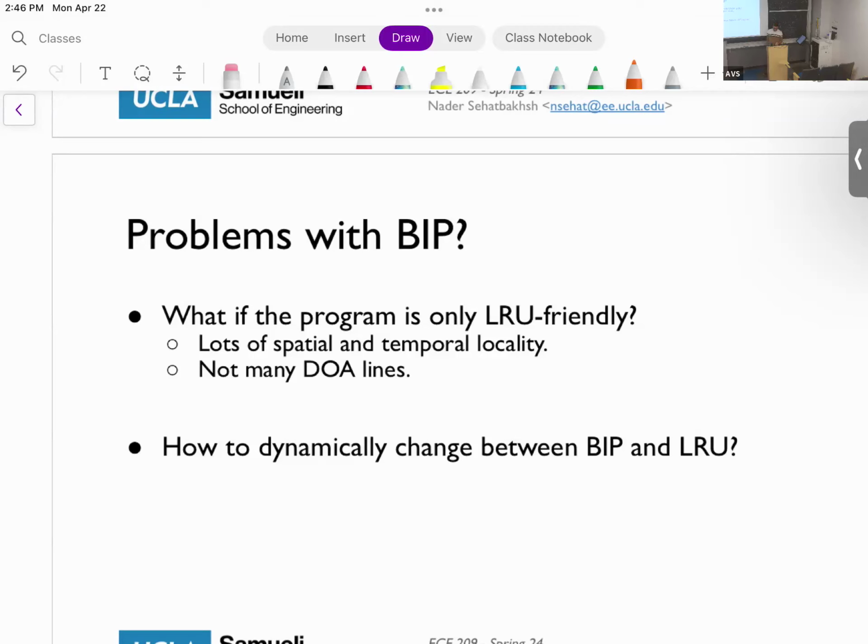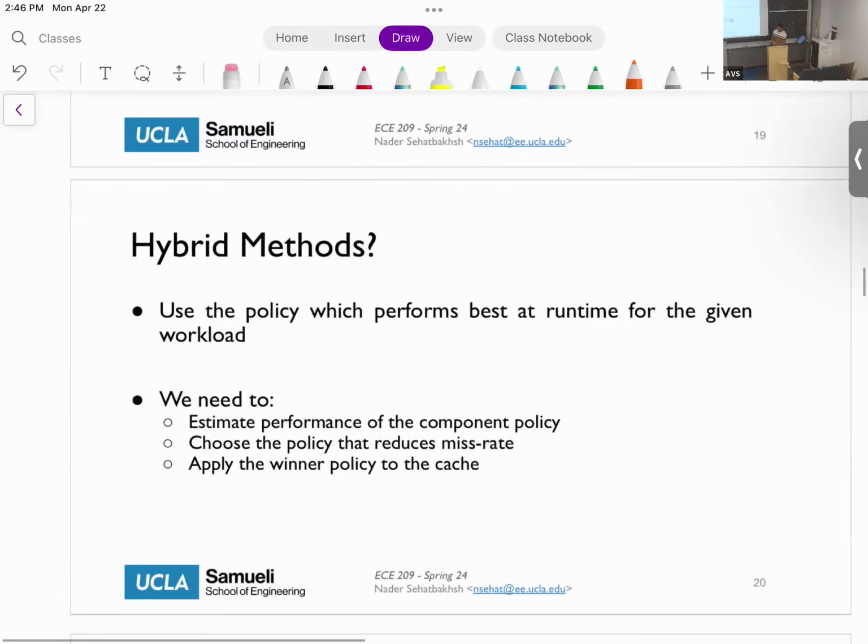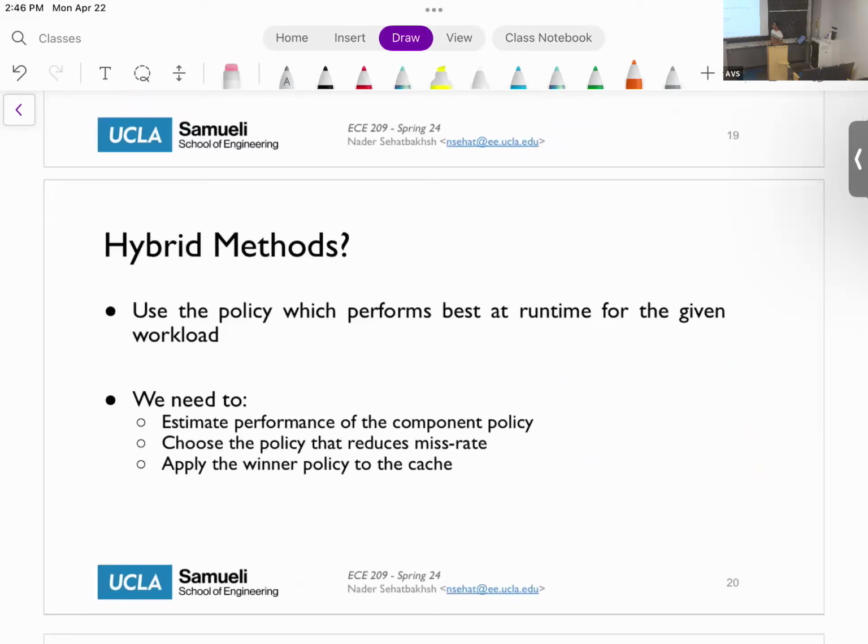Okay, so the idea is, can I build a replacement policy algorithm that dynamically chooses between BIP and LRU, which in this case is completely LRU friendly. This is LRU friendly with robustness to a streaming application. So if I can choose between these two, then I'm good to go, so that I can have the best of both worlds. How do I do that? This is what we call a hybrid method, okay? So the idea is that at runtime, we run these multiple algorithms at the same time and decide which one is the best, okay?